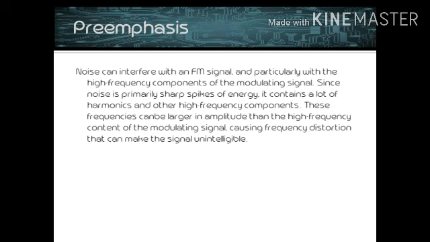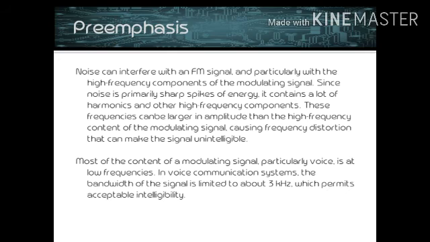Now for the preemphasis. Noise can interfere with an FM signal, and particularly with the high frequency components of the modulating signal. Since noise is primarily sharp spikes of energy, it contains a lot of harmonics and other high frequency components. These frequencies can be larger in amplitude than the high frequency content of the modulating signal, causing frequency distortion that can make the signal unintelligible.